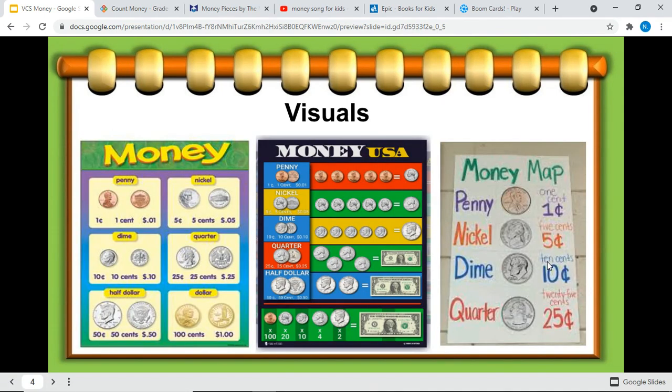It's a great idea to have visual supports around your classroom, in your physical classroom, or your Google or virtual classroom. In addition to posters that you can find online, you can also create your own with the help of the students.